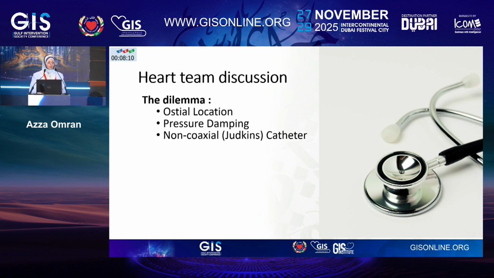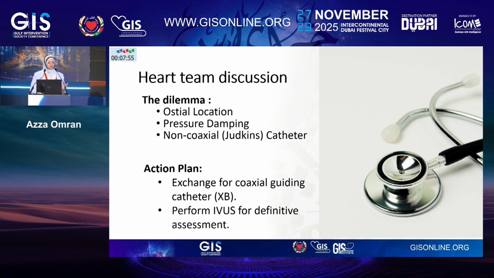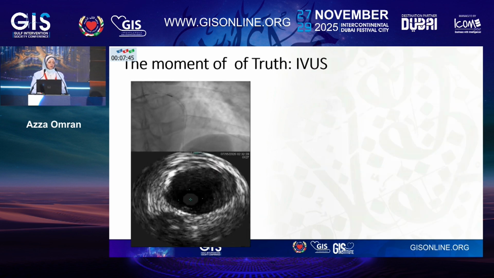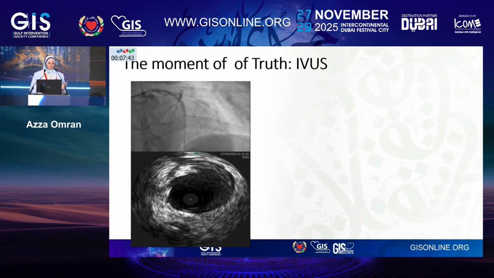The dilemma is that we have an ostial location of the left main, pressure damping, and most importantly, a non-coaxial Judkins catheter, which is routinely used in all cath labs for diagnostics. So we decided to exchange for a more coaxial catheter, in our case the XB1, and perform IVUS for definitive assessment. And here's the truth.